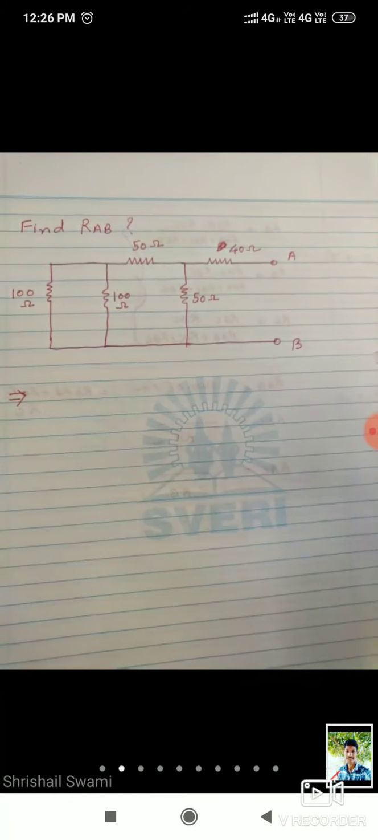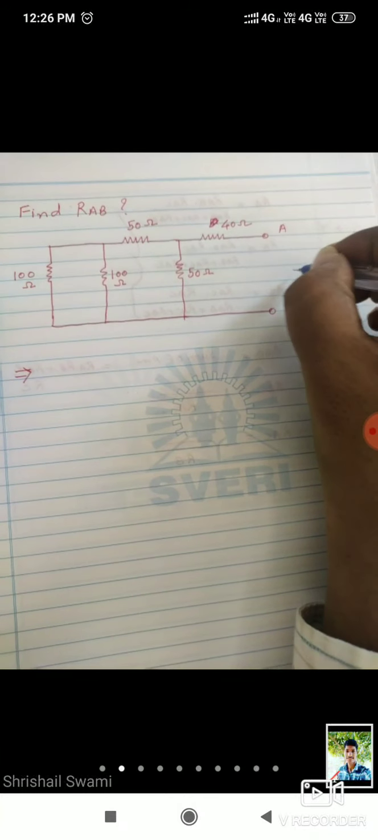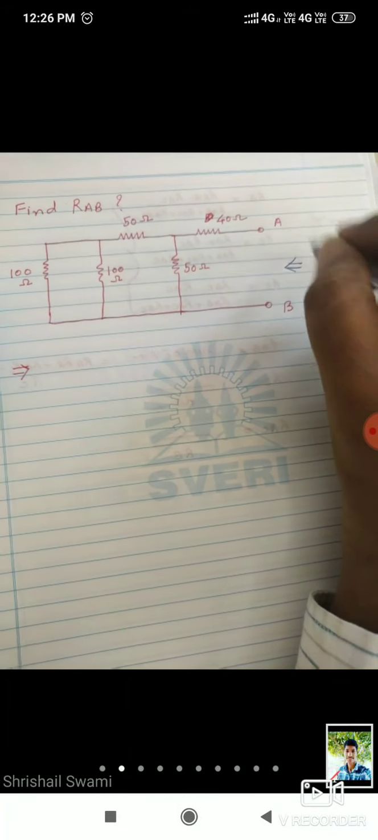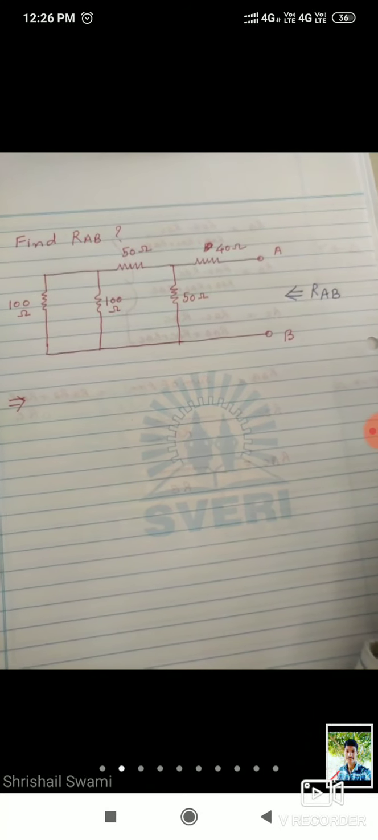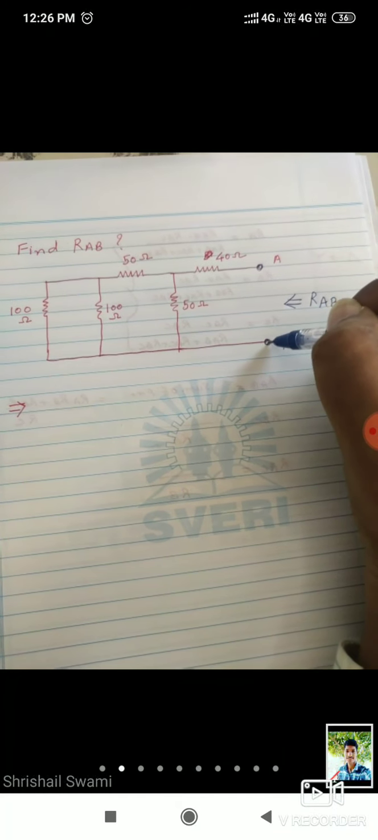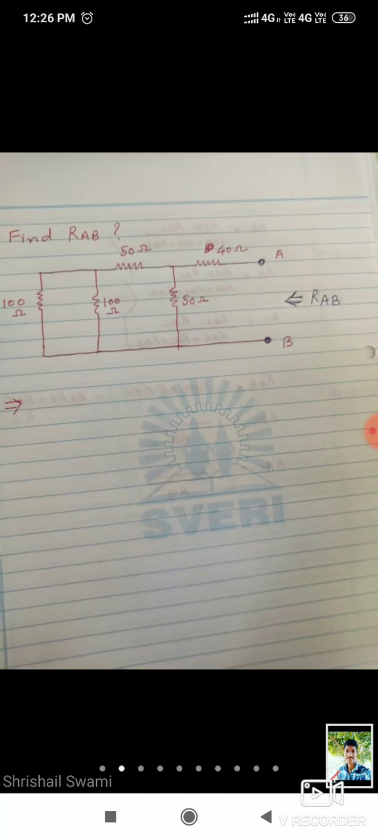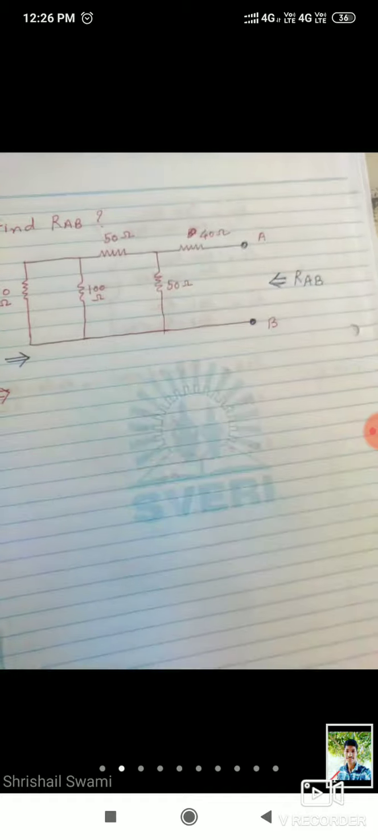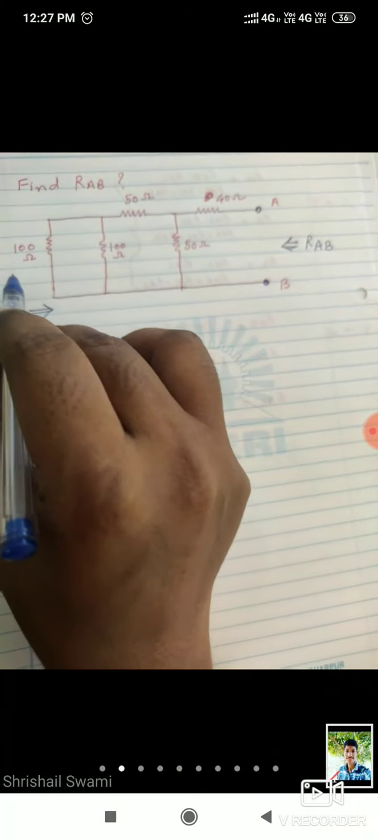Find out RAB. Now here, if you are observing the circuit carefully, first of all, you can simply mark the direction in which, or between two terminals, you are going to find the equivalent resistance, that is the RAB. So RAB you are going to find between two terminals A and B here. Okay, so mark the direction of the arrow and just mention RAB, but you have to start in the opposite direction. So first of all we will start from the opposite direction.